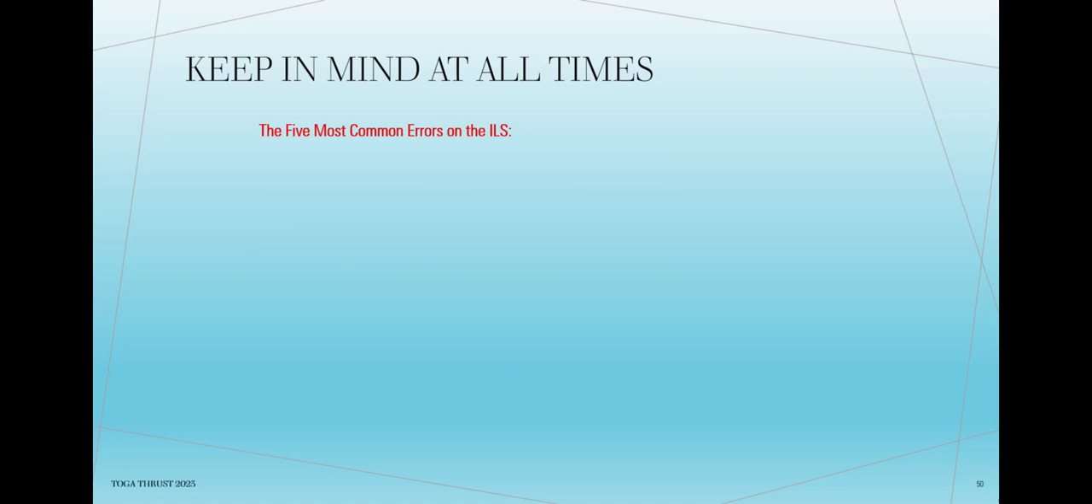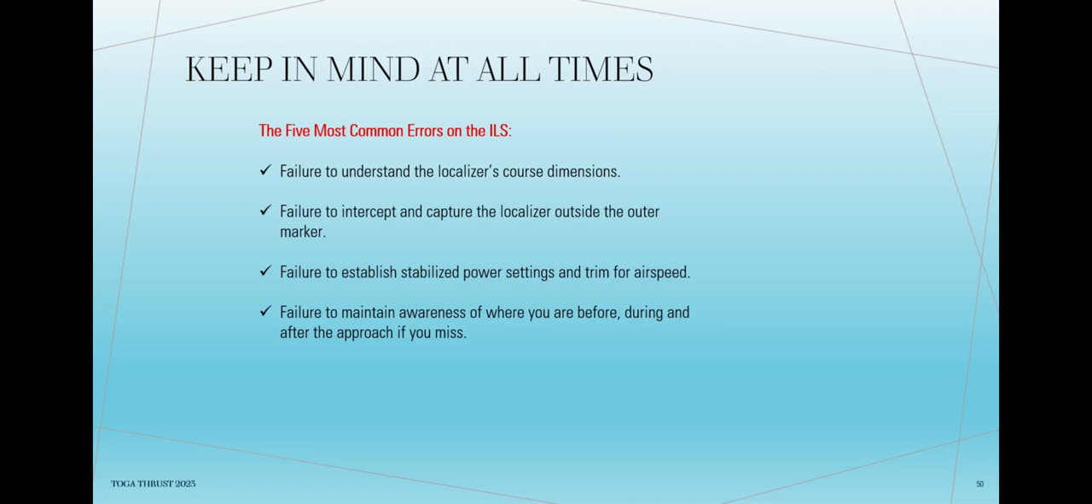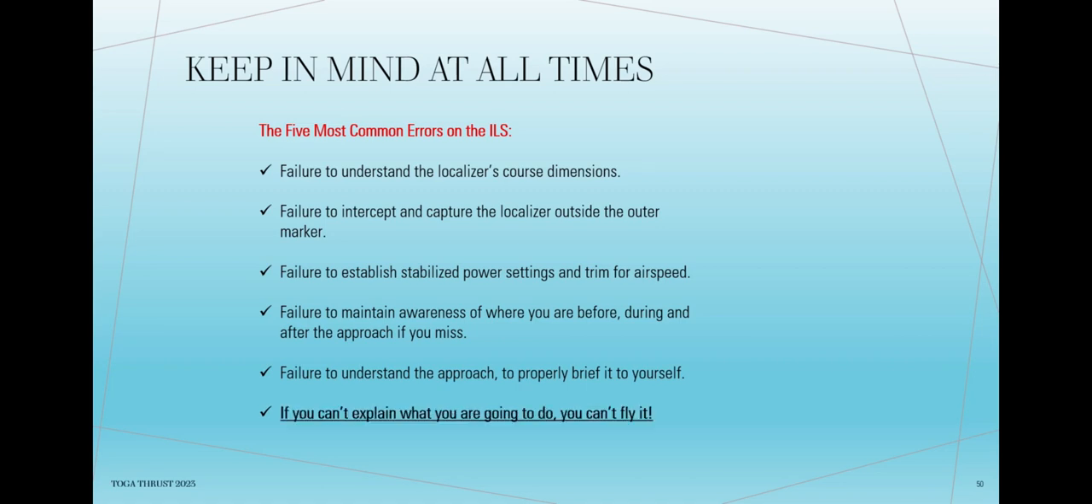The 5 most common errors on the ILS. Failure to understand the localizer's course dimensions. Failure to intercept and capture the localizer outside the outer marker. Failure to establish stabilized power settings and trim for airspeed. Failure to maintain awareness of where you are before, during and after the approach if you miss. Failure to understand the approach, to properly brief it to yourself. If you can't explain what you are going to do, you can't fly it.